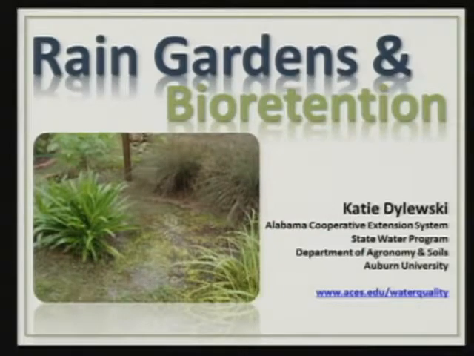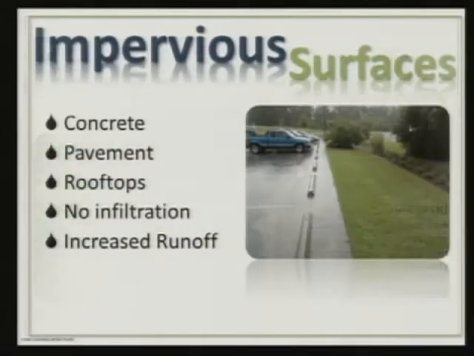Today, I would like to talk to you about rain gardens and bioretention. When we start to talk about rain gardens and bioretention, we need to talk for just a minute about impervious surfaces. These are hard surfaces such as concrete, pavement, rooftops, or any other surface that does not allow water to be absorbed into the ground. With these hard surfaces, we get increased runoff. This can be a problem for our streams because with reduced infiltration, water enters the streams more quickly and we have increased peak flows.